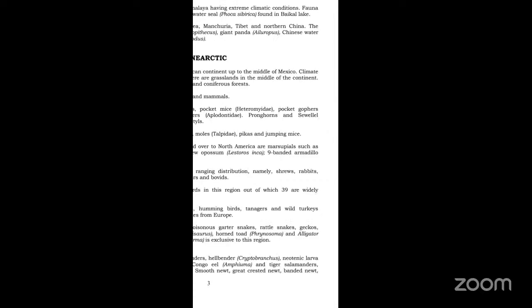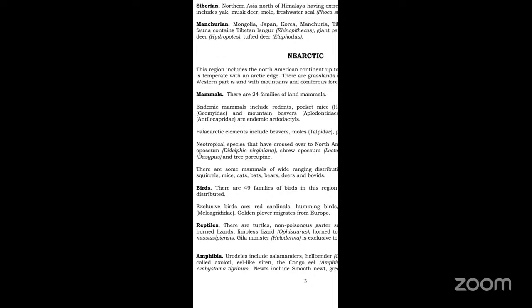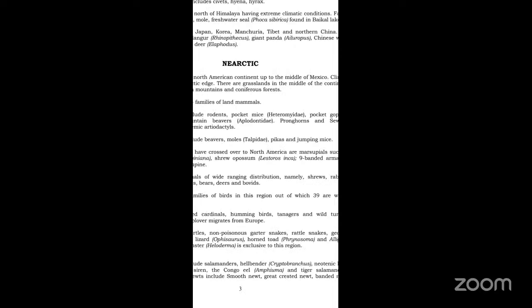The next is what? Reptiles. Now coming to reptiles, you have turtles, then you have the non-poisonous snakes, garter snakes, then you have rattlesnakes, geckos. Geckos are nothing but lizards. Then you have horned lizards, legless lizards, then horned toad, as well as the alligator. And also the Gila monster is exclusive to this region. So you find the Gila monster only in this particular region. So this is all about the reptiles.